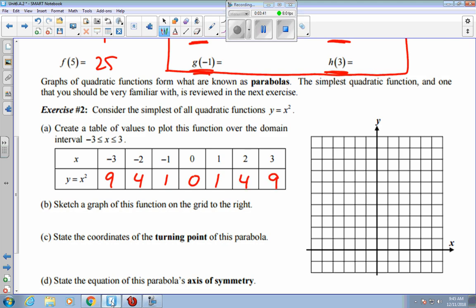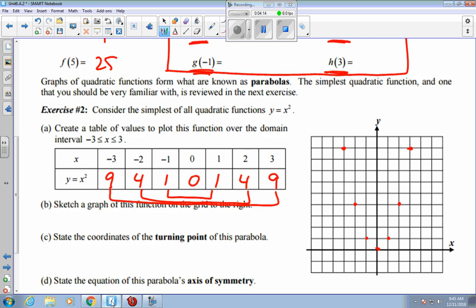This should always happen in a parabola. Once you find the vertex is the turning point. Maybe they ask for the max point, maybe they ask for the min point. These values should match up. Okay, and I want you to sketch the graph on the grid to the right. So you have 0, 0, 1, 1, negative 1, 1, and then the 2's bring me up to 4, and the 3's bring me up to 9.